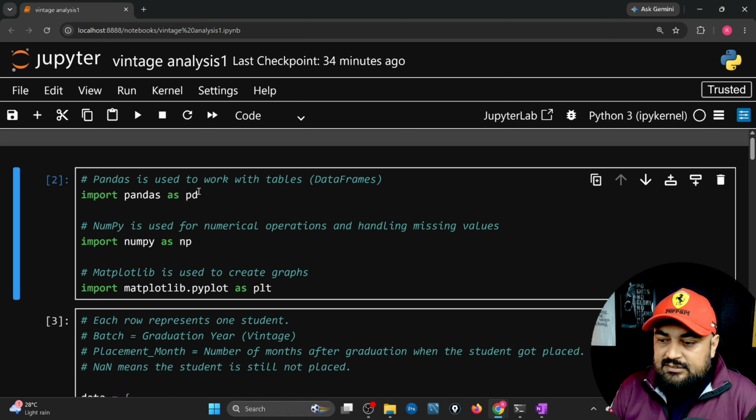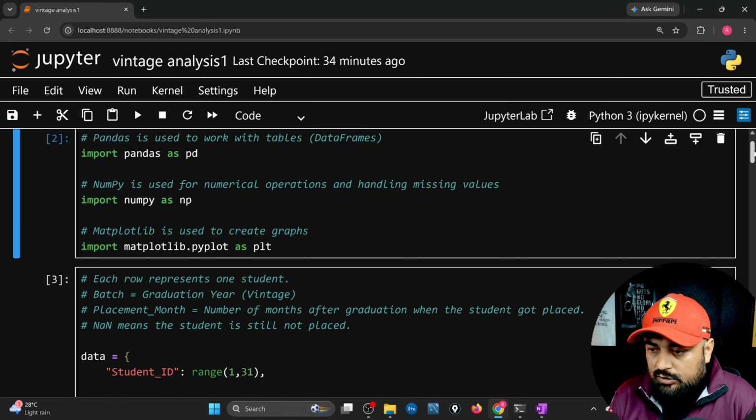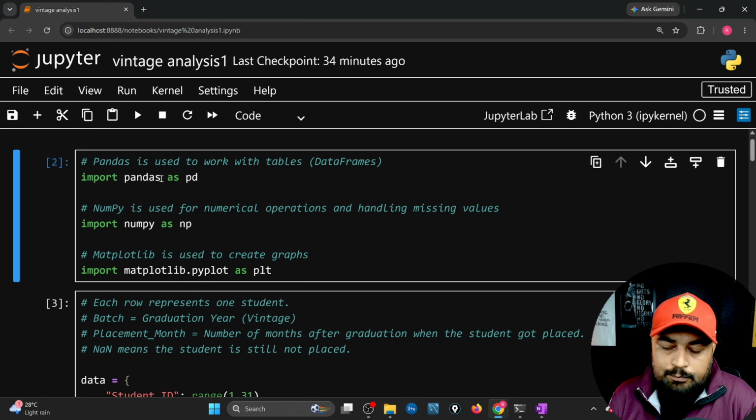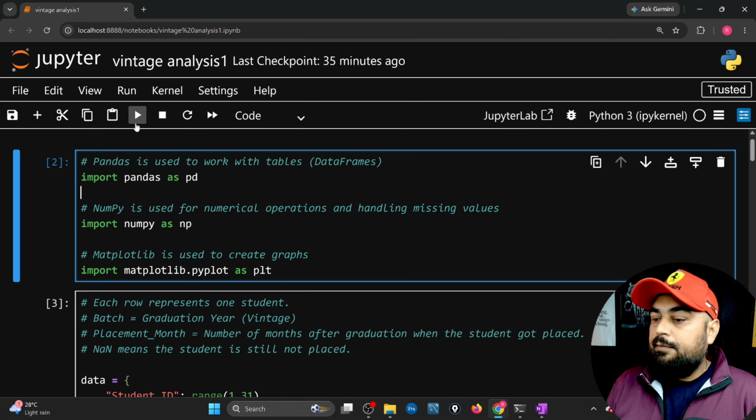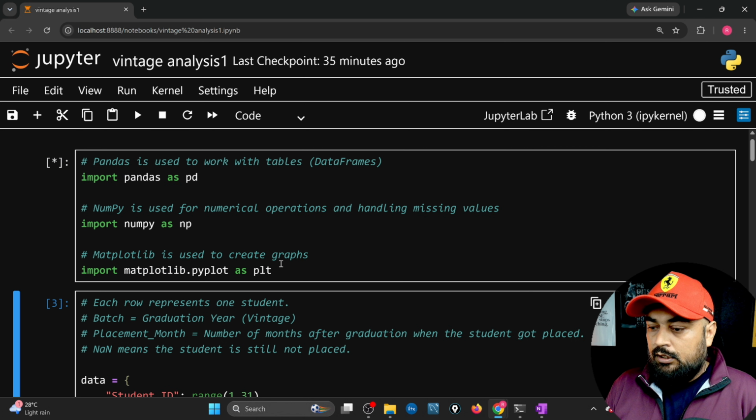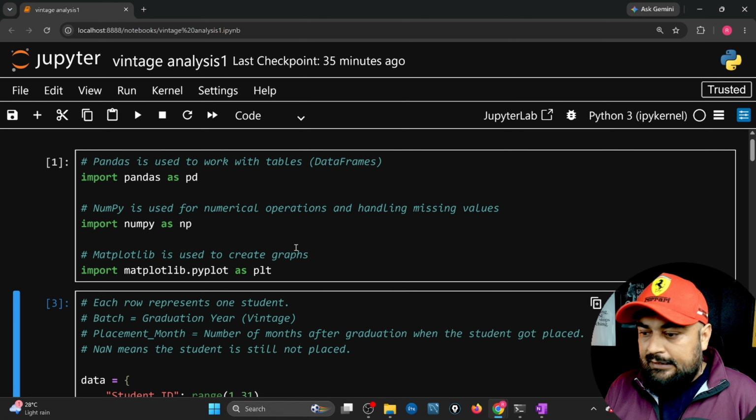Okay. Now let's come back to the code. First, I will import the pandas library. Then I'm importing numpy and matplotlib. These are the most important libraries you should understand. Now let me run this piece of code. So my libraries have been loaded in the backend.